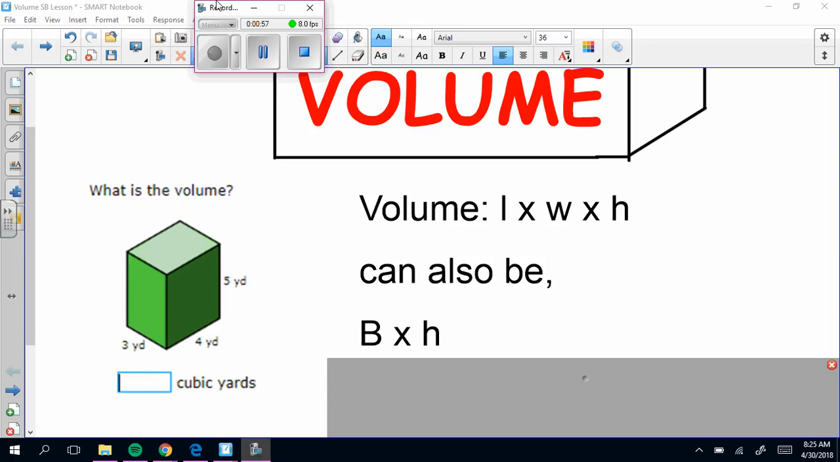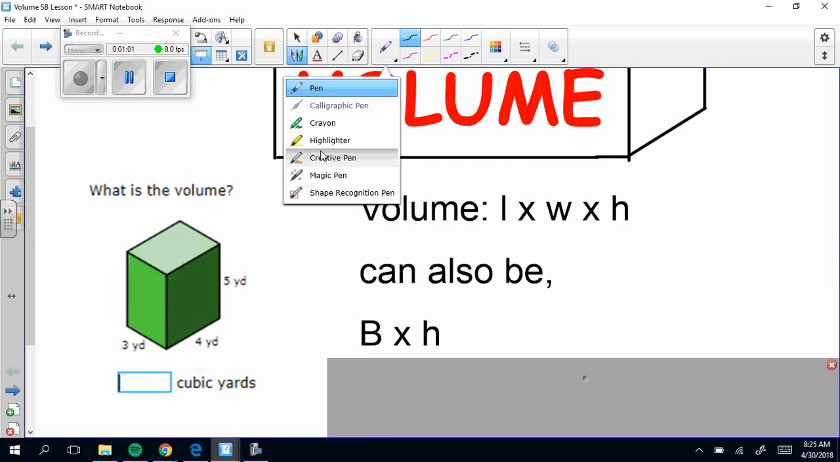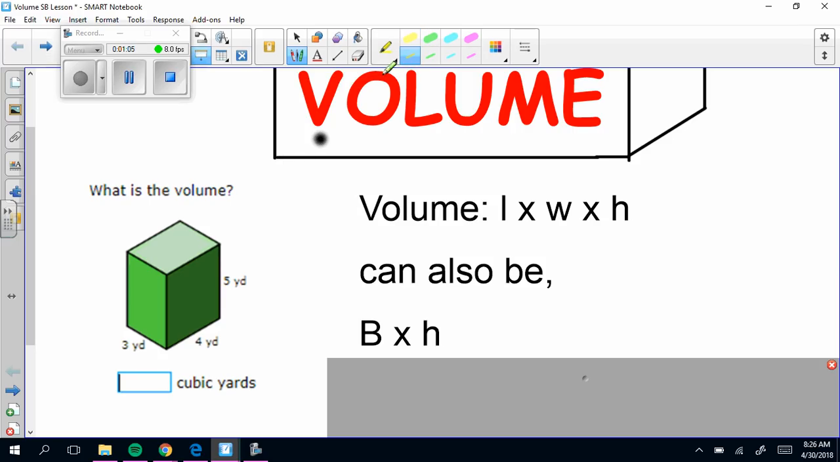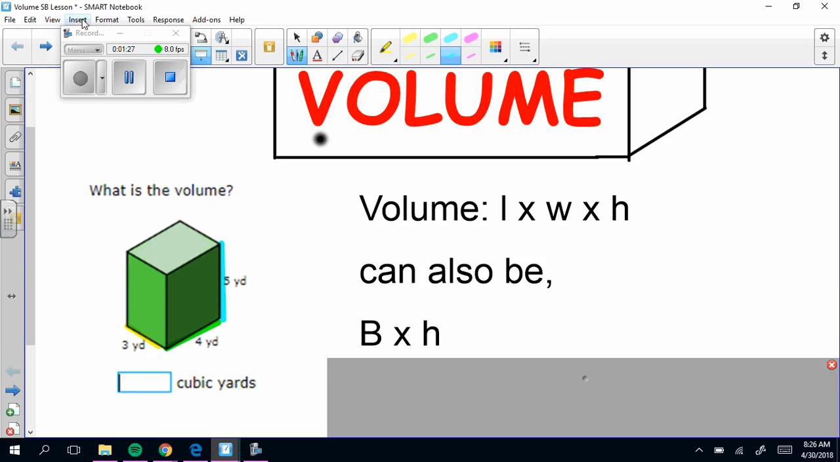Right here is our length. Right here is your width. And up top here is your height. Now, go ahead and solve this. Pause the video.